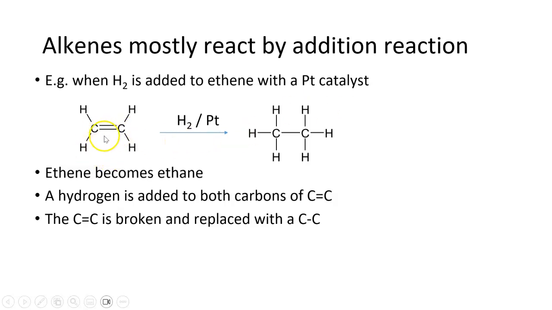So here's ethene, an alkene with two carbons, and we add H2, and it makes ethane. The two H's go one each to the carbons, making the double bond turn into a single bond. So ethene becomes ethane, a hydrogen is added to both carbons of the C double bond C, and the C double bond C is broken and replaced with a C single bond C.